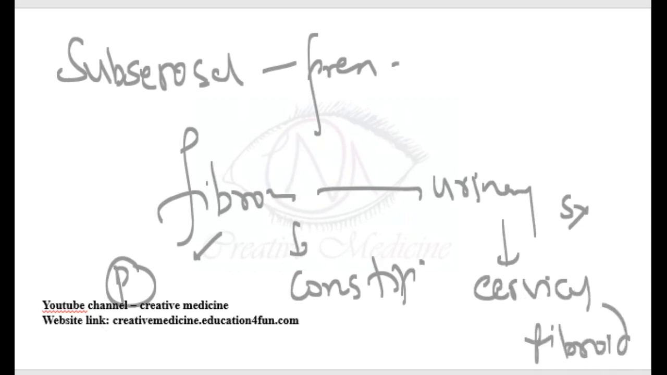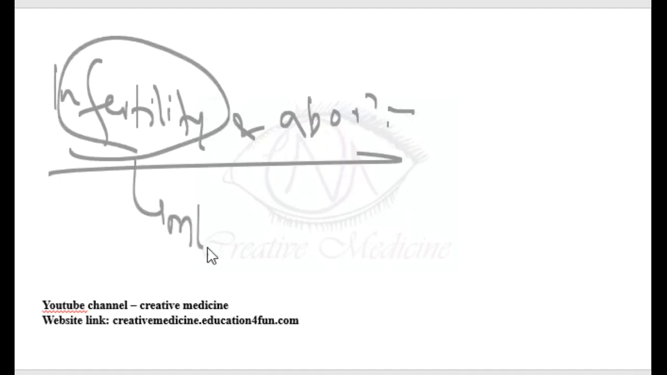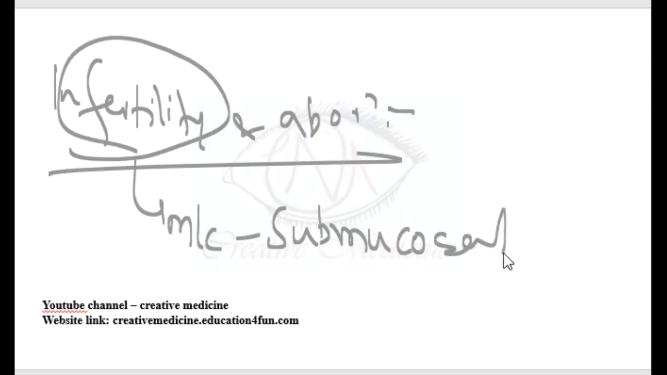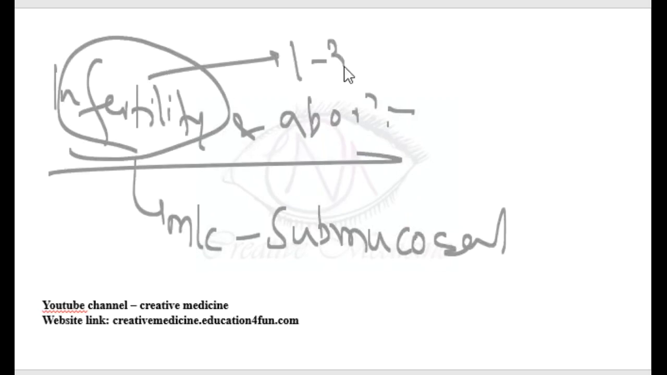Fibroids can also cause infertility and recurrent abortion. The most common fibroid causing infertility and recurrent abortion is submucosal fibroids. This is due to the prevention of implantation. Fibroid as the sole cause of infertility is seen in 1 to 3% of cases.